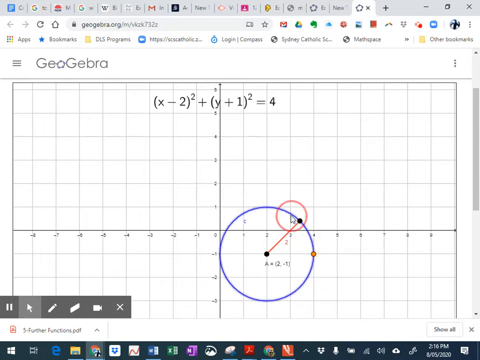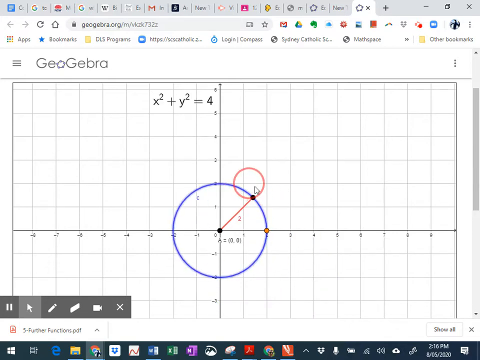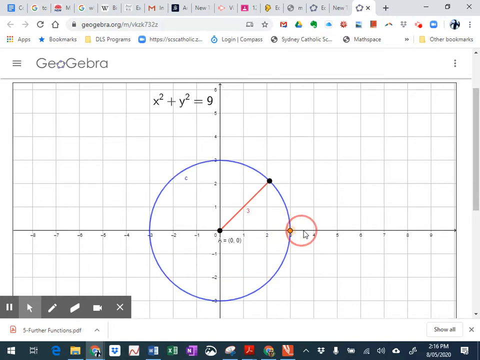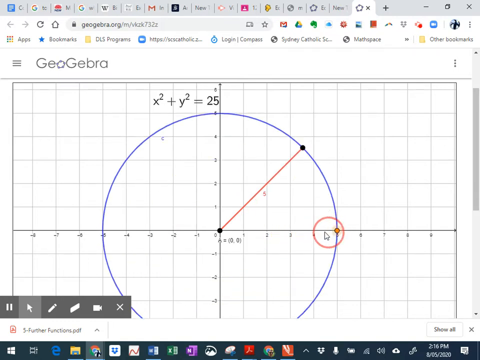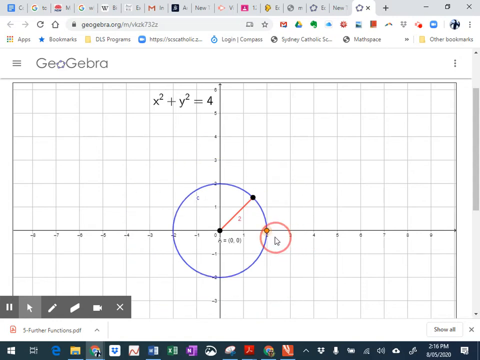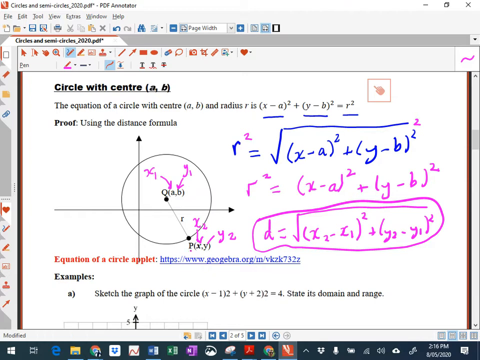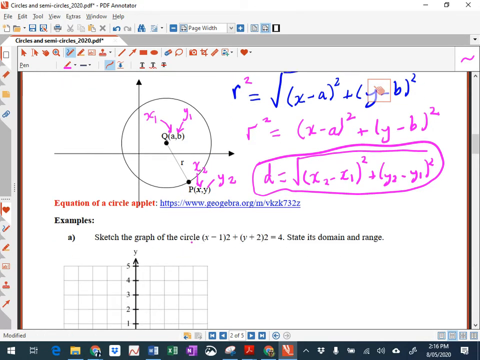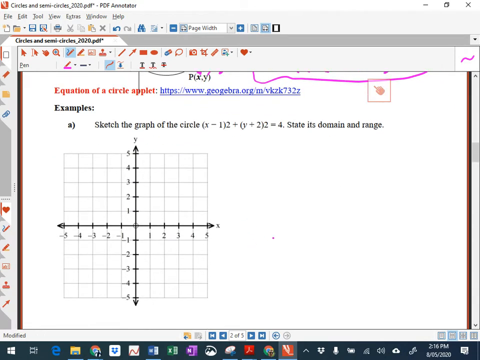And if I take my circle back to the origin, have a look how the equation changes now as I change my radius. So you can have a play around with that applet. There's a link on the PDF file. Now let's go back to our notes.